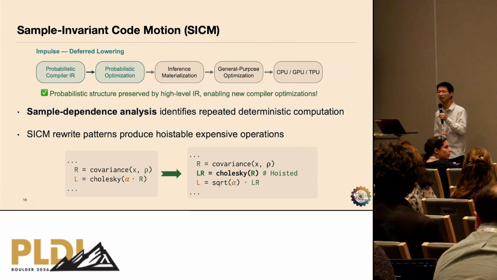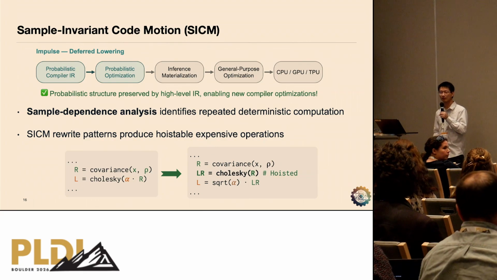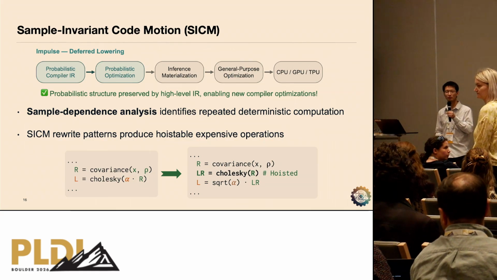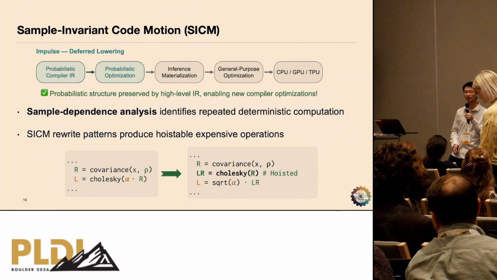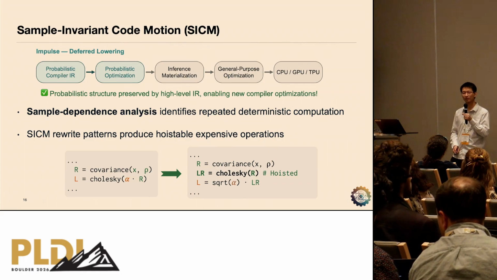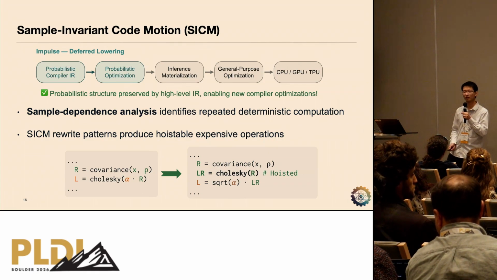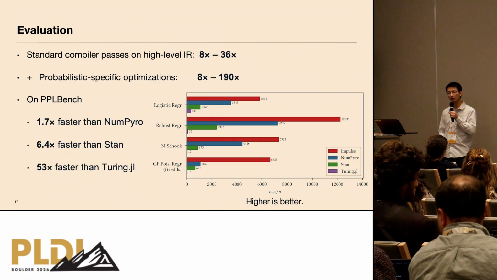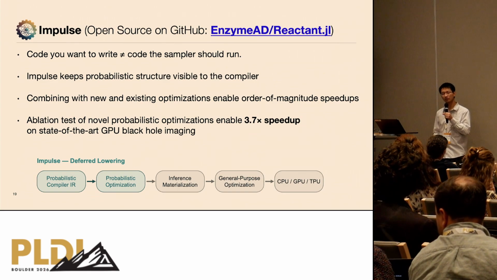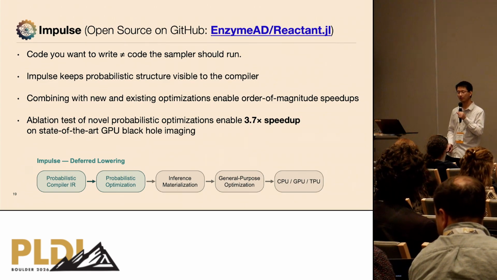Other questions? So 2 related questions. One is, does this need an IR, or could you just be doing source-level transformations on the original language? And relatedly, have you compiled multiple probabilistic programming languages to this?